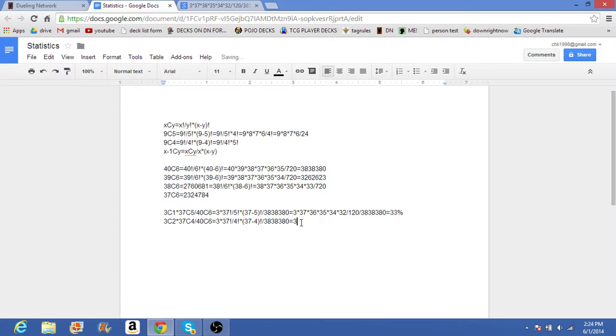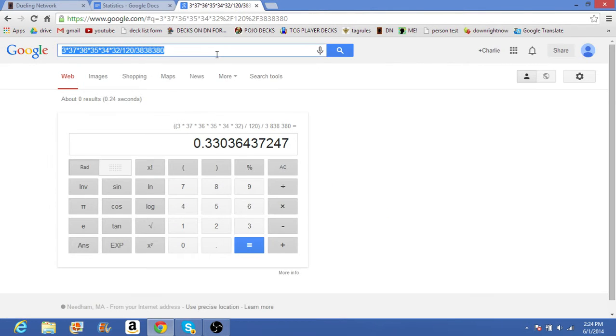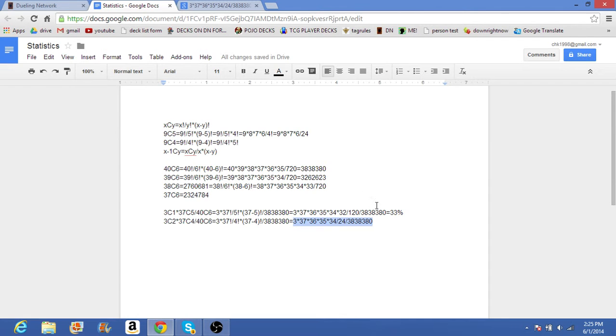And it's going to come out to 3 times 37 times 36 times 35 times 34 divided by 24 divided by 3838380. If we plug this into our marvelous calculator, we come out with 0.05. So there's a 5% chance you get 2 of a card you play 3 of, roughly. Equals 5%.